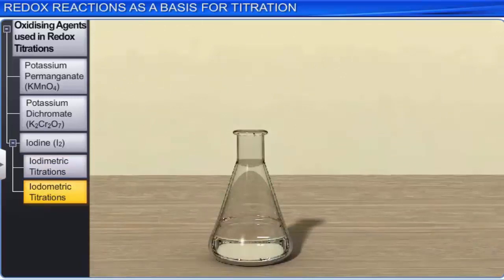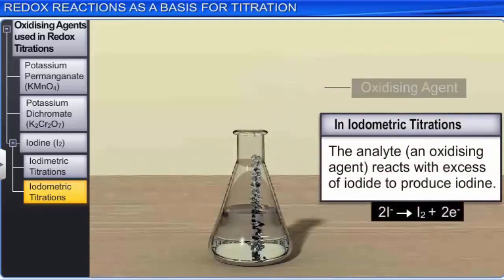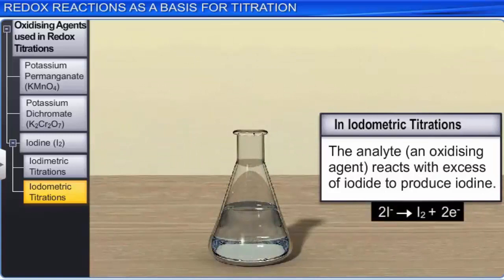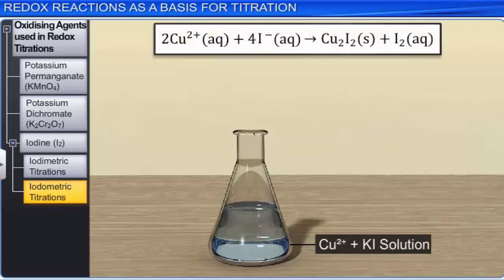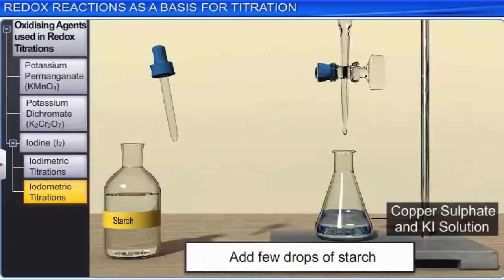Iodometric titrations, on the other hand, involve the addition of an oxidizing agent to excess iodide ions to produce iodine, which is then titrated with standard thiosulfate solution. For example, in the estimation of Cu+2 ions, iodine is liberated by oxidizing iodide ions from potassium iodide. An intense blue color develops when starch solution is added to the liberated iodine.